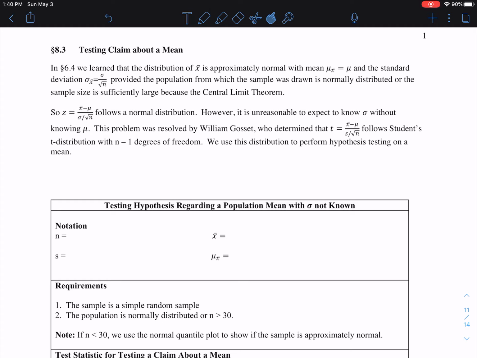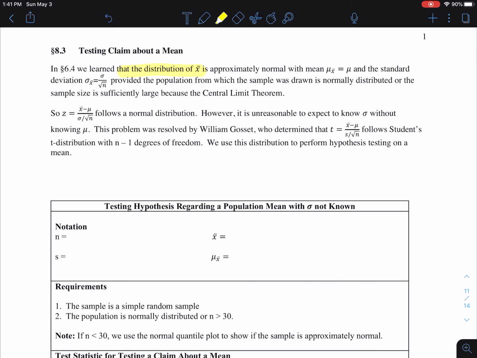In lesson 6.4, when we first introduced the distribution of sample means, we noted that it was approximately normal given that the sample size is large enough, and the mean of all the sample means is equal to the population mean, and the standard deviation of the sample means is equal to the population standard deviation divided by the square root of n. And these results were part of the central limit theorem.